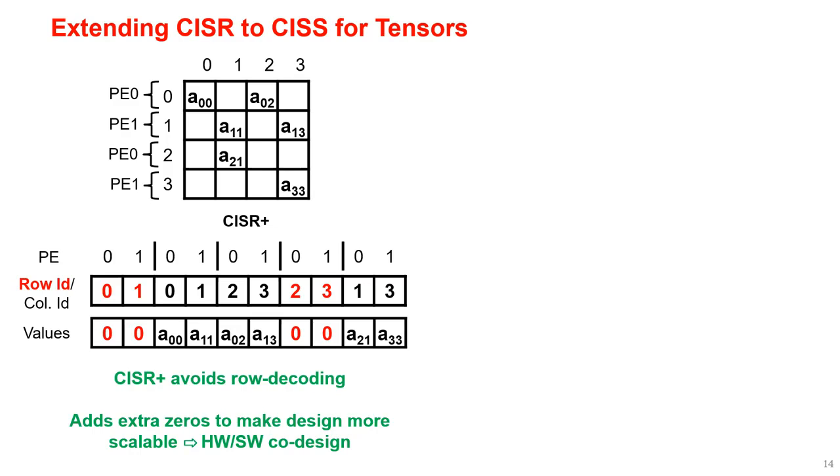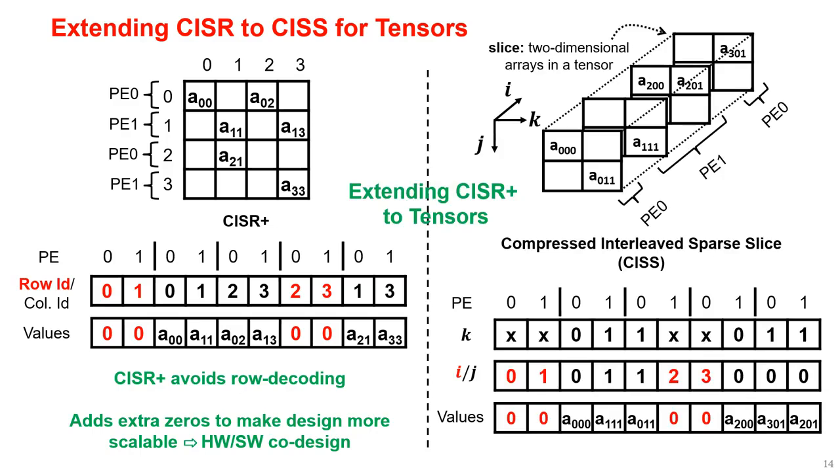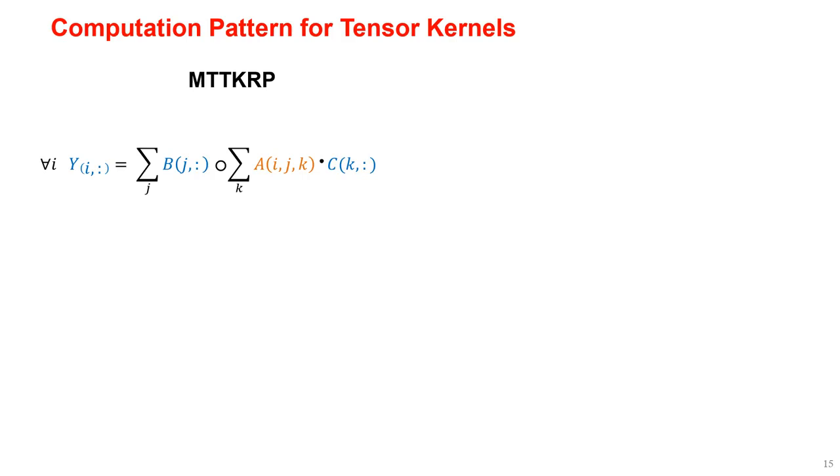Thus, we co-designed this sparse storage format, that is, to reduce the complexity of the hardware, we pay some extra overhead in terms of data storage. We further extend this format to multi-dimensional tensors by assigning different slices of the tensor to different PEs and call it the compressed interleaved sparse slice, or the CISS format. After designing an efficient sparse format, now we will try to design a common compute pattern for tensor kernels. But before that, let's take an example of MTTKRP and try to see what the key components of such a computation are.